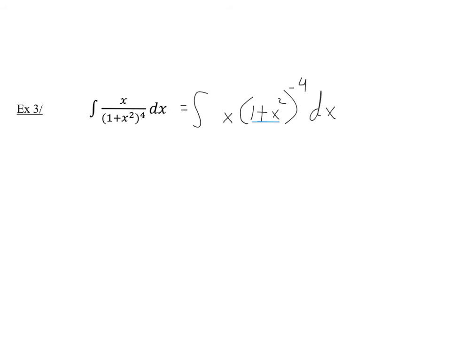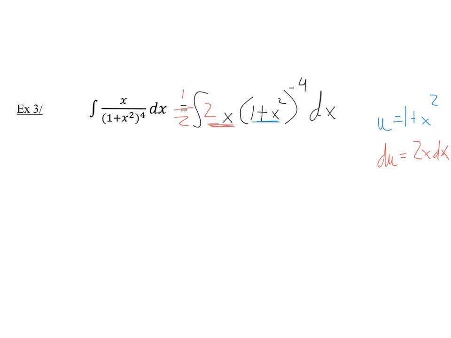I'm going to choose what's inside these parentheses as my u. u is going to equal 1 plus x squared. The derivative of that is going to be, well, derivative of 1 is 0. The derivative of x squared is 2x dx. I look at my function here, and I don't have the 2. So I'm going to put a 2 on the inside and a 1/2 on the outside.